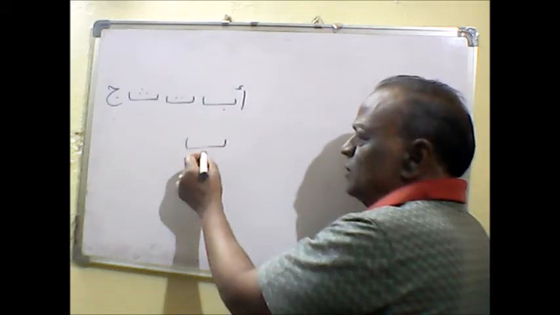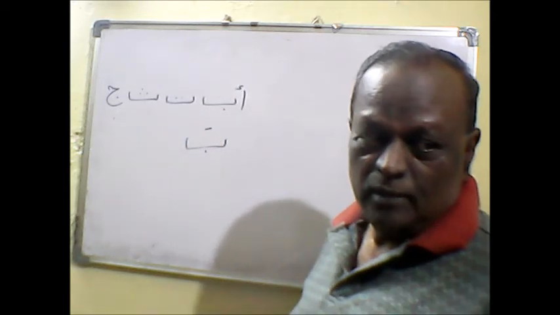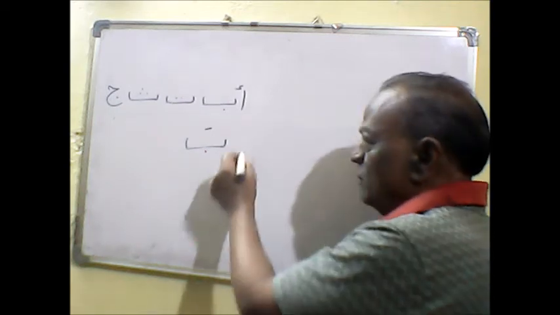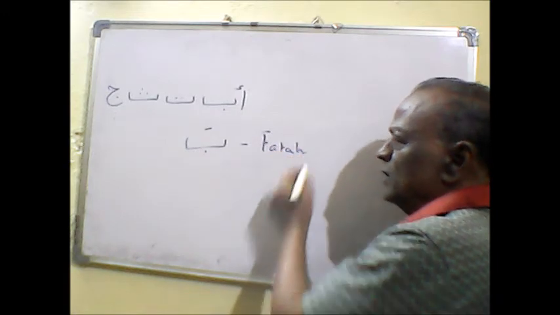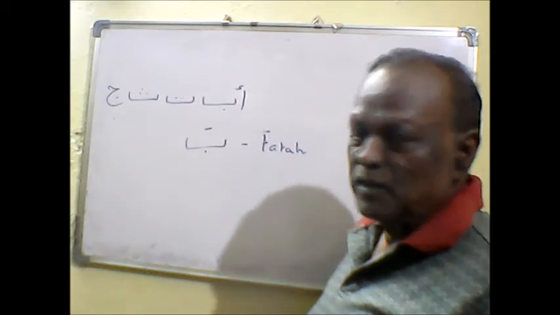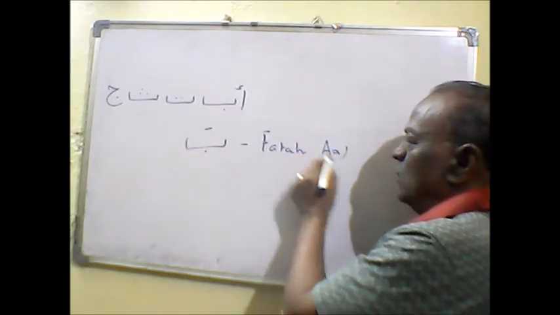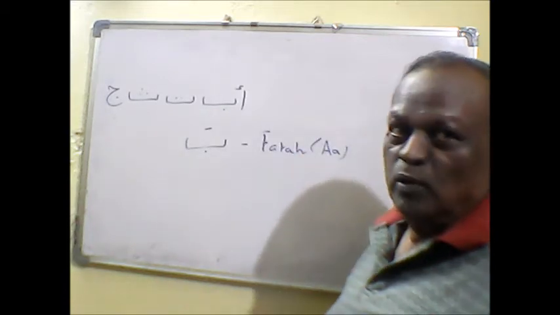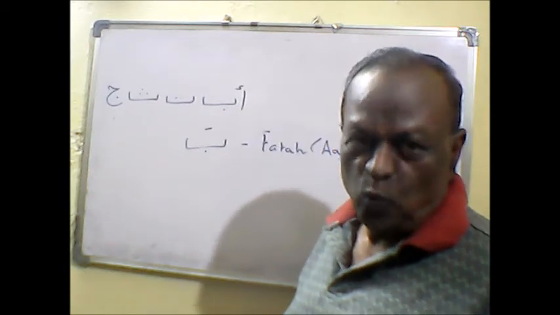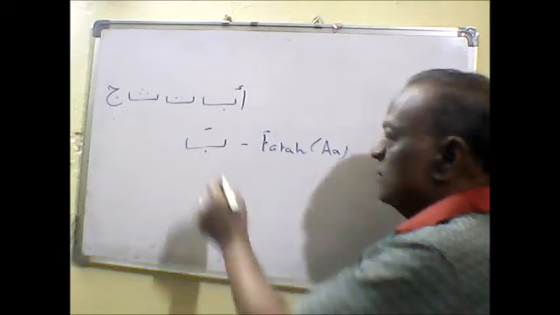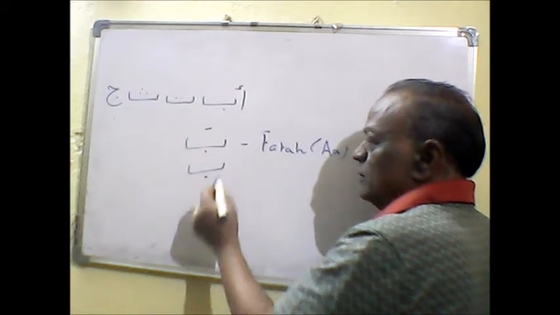If there is a stroke above the letter, there is a vowel. The name of this vowel is called Fatah. I don't want to write in Arabic because we are learners. Fatah will give an A sound. Every language has primarily these kinds of sounds: A, E, I, U. So this is a short vowel. The stroke above is called Fatah.